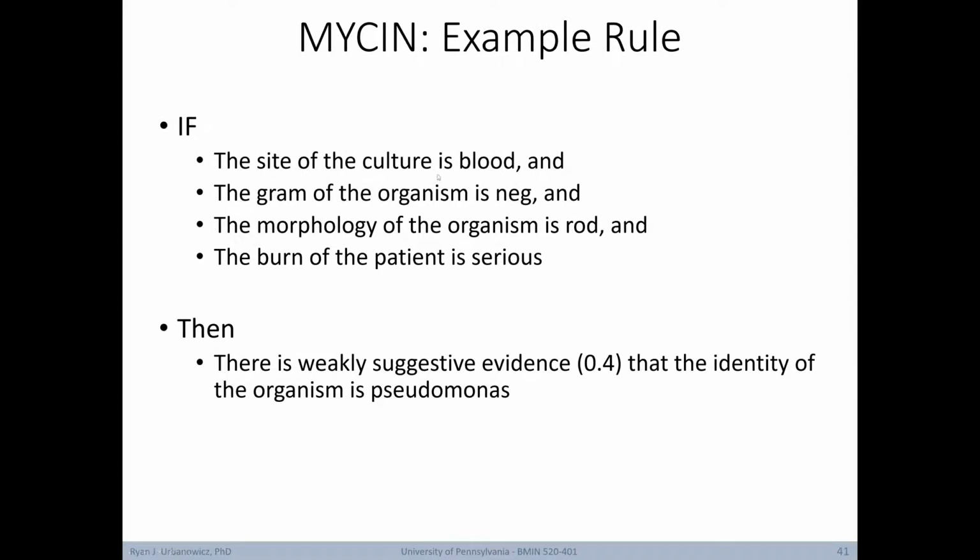So here's an example rule from MYCIN. If the site of the culture is blood, and the gram of the organism is negative, and the morphology of the organism is rod, and the burn of the patient is serious, then there is weakly suggestive evidence, confidence factor 0.4, that the identity of the organism is Pseudomonas.